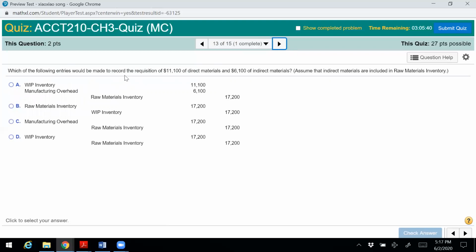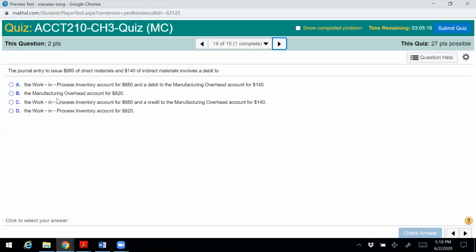Next one, which of the following records the requisition of direct material and 6,100 of indirect material? So now you have direct material and indirect material. What should you do? How do we separate those two things? Make sure you check your notes. Issue direct material and indirect material. You should know this one. They have different journal entries.